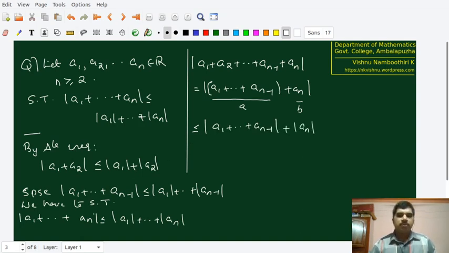Now, by our assumption, we have already taken that modulus of a1 plus a2 plus etc. an minus 1 is less than or equal to mod a1 plus etc. mod an minus 1. So if we split it, then we get this to be less than or equal to the first part, mod a1 plus etc. plus mod an minus 1, and we write the last an exactly as it is. So we verified the general statement. Modulus of a1 plus a2 plus etc. an minus 1 plus an is less than or equal to mod a1 plus etc. plus mod an minus 1 plus modulus of an. So the general version of triangle inequality is completely verified. Therefore, triangle inequality is true not just for two numbers. We can extend it to any finitely many numbers.